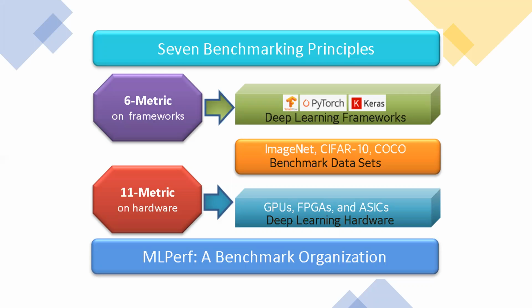Yeah. This is the structure for the AI machine. There are majorly two parts: one is front end and another one is back end. The front end covers the frameworks like PyTorch and Keras, which come under the 6 metric, and the back end covers the hardware devices like GPUs, FPGAs, and ASICs, which come under the 11 metric on hardware. So this is the benchmark organization, and we can say 7 benchmarking principles.